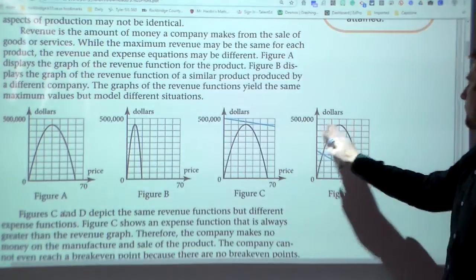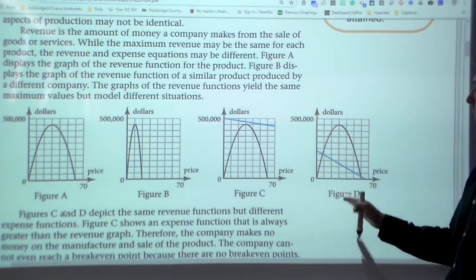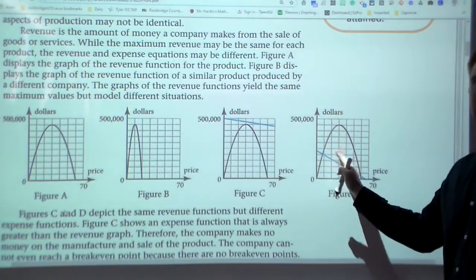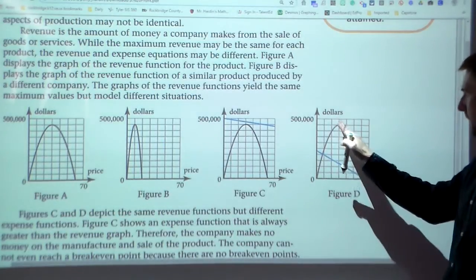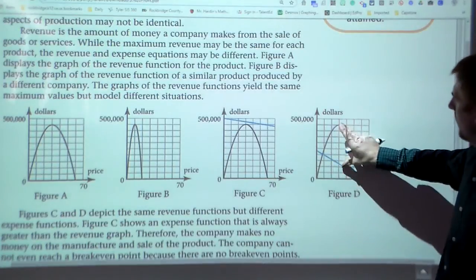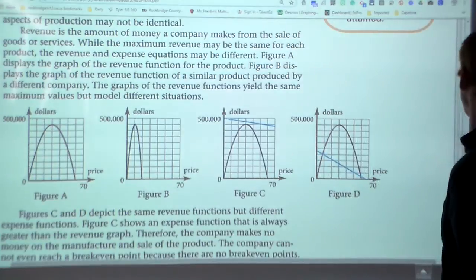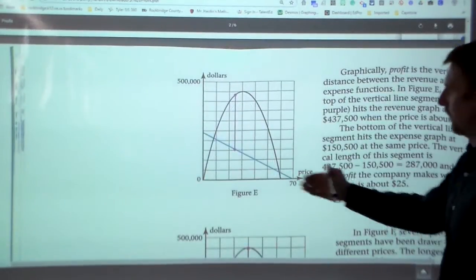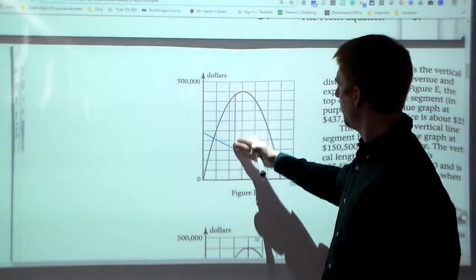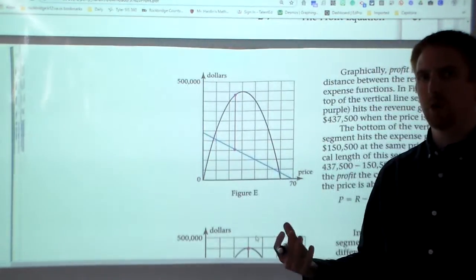This is a healthy business on this model. Your revenue is pretty high relative to your expenses. There's a lot of profit to be made. Of course, profit is the amount in between here. You take your revenue, subtract off your expense, that distance there, that's what's left to be made as profit. And that's what they're going to illustrate on the next page. They use these purple lines to show graphically the distance between revenue and expense, that's your profit.